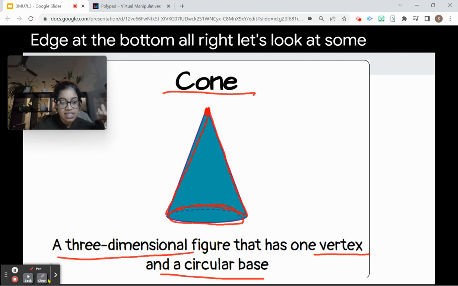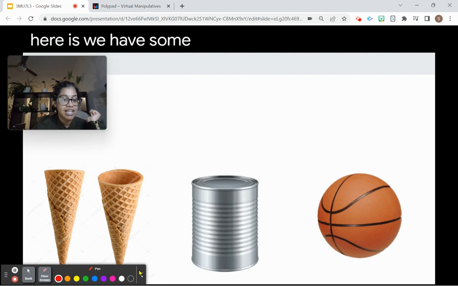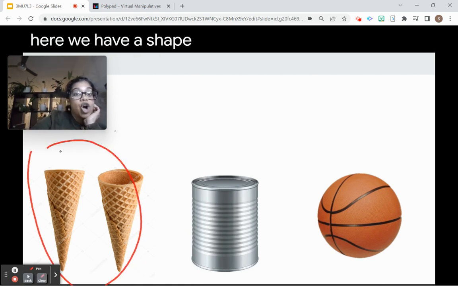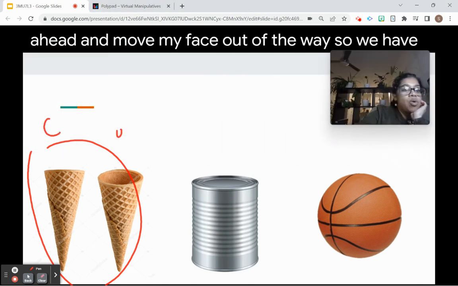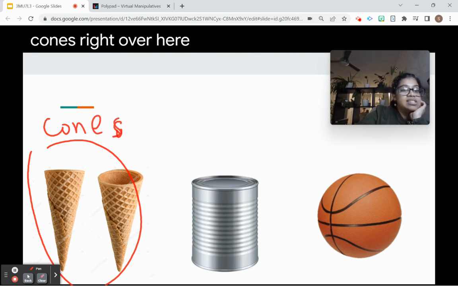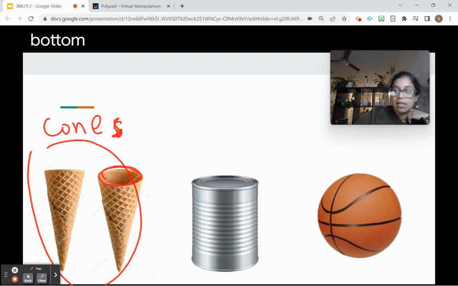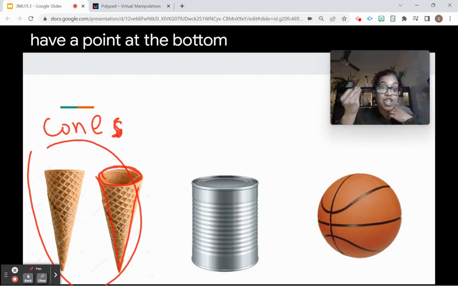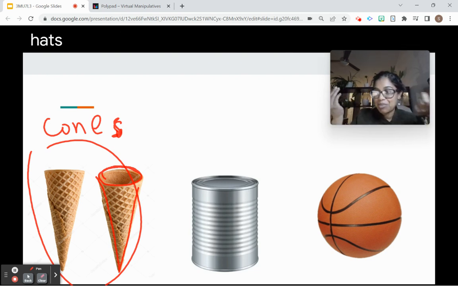All right, let's look at some real world examples of these last 3. So over here we have some ice cream cones, right? Let me go ahead and move my face out of the way. So we have cones right over here, and we can see that this is a cone, like an ice cream cone. We also see birthday hats. So an ice cream cone is going to have a circle at the bottom, like a base, and then it's going to have one piece that's just going to wrap around and have a point at the top. So that is a cone. Examples we'll see are ice cream cones or birthday hats. Those are examples of cones.